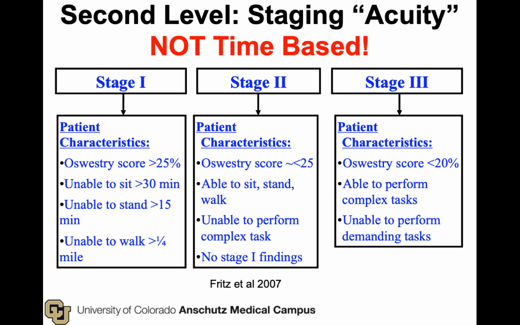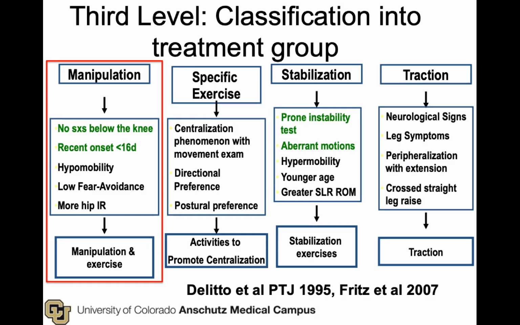So in stage 1, these would be higher levels of Oswestry scores, inability to sit or stand or walk for minimal amounts of time or distance. Stage 2 then would be lower levels of disability, and finally stage 3 would be individuals who can do most tasks but just cannot do very demanding tasks, such as a high-level athlete.